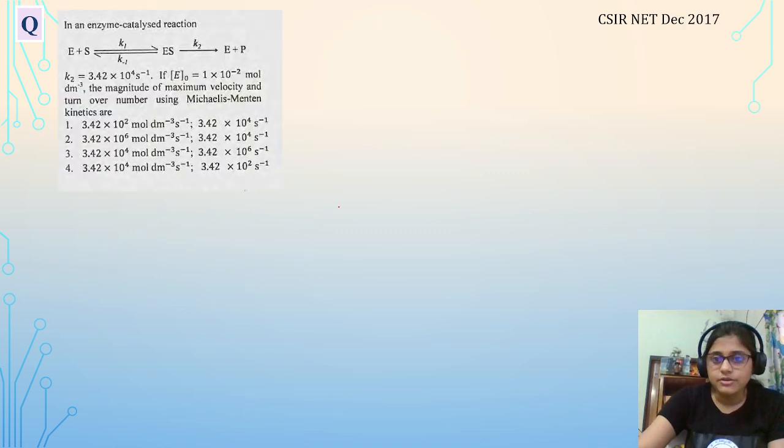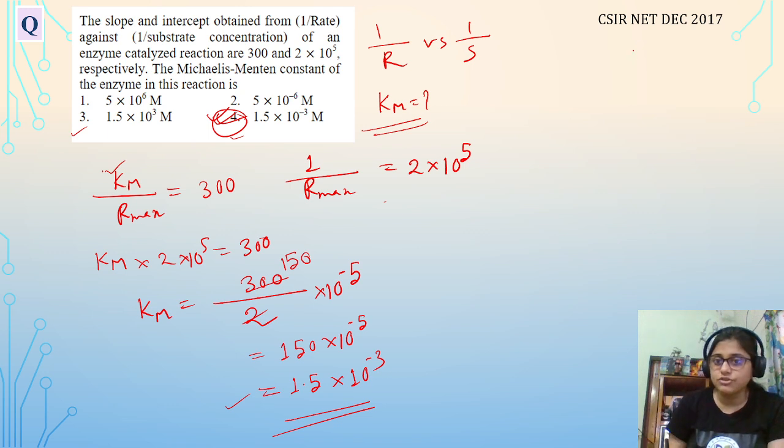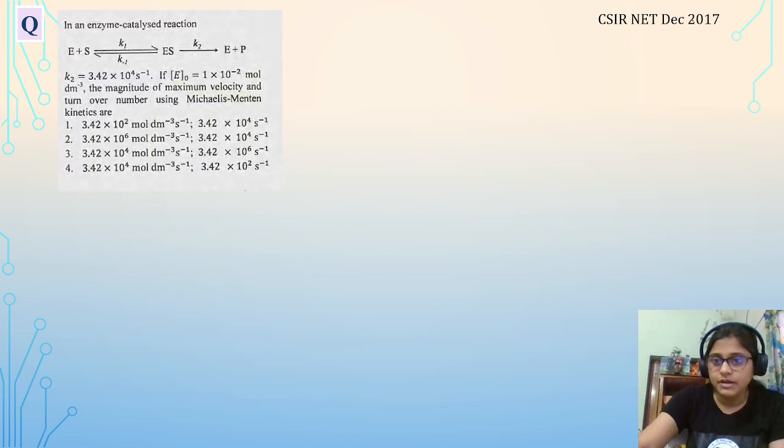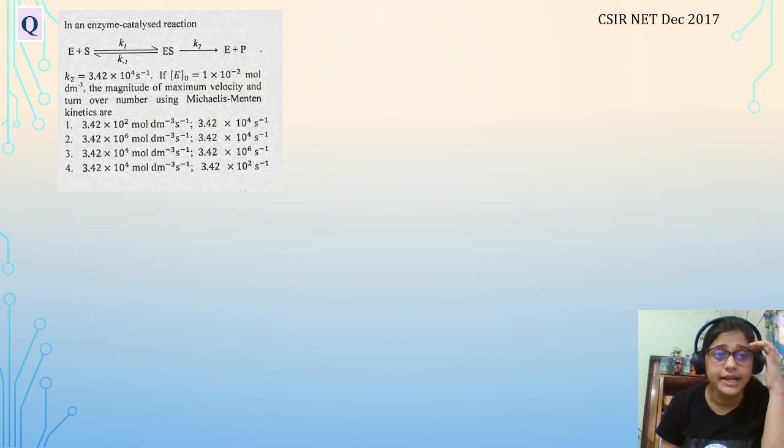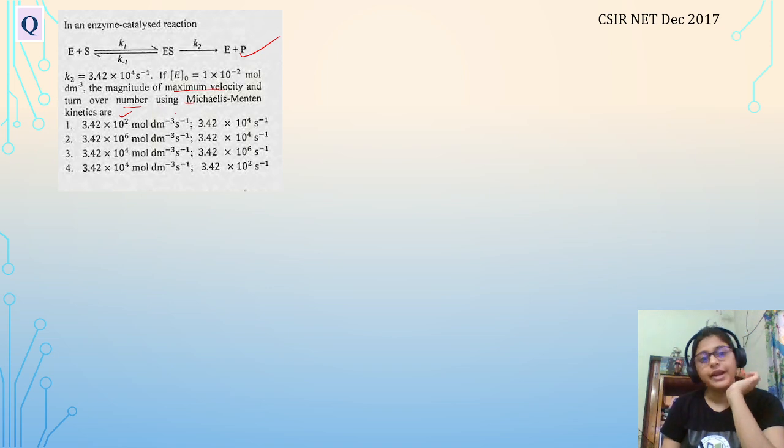Okay, now go to the next. So see, this is also a CSIR NET question. So I am now coming to another important question. This is also from CSIR NET. With this we know K2 value is given, E0 is given, and the magnitude of maximum velocity and turnover number we have to find out.